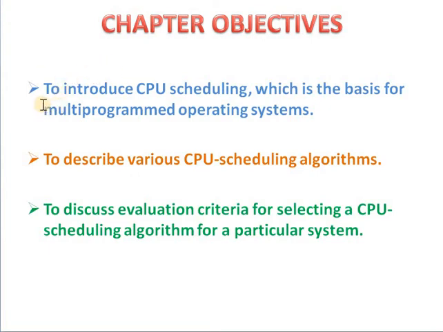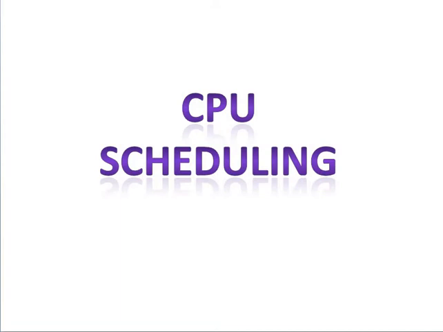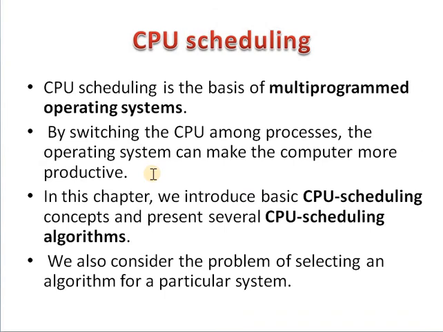The first objective is to introduce CPU scheduling, which is the basis for multi-programmed operating systems. Next, to describe various CPU scheduling algorithms. Next, to discuss evaluation criteria for selecting a CPU scheduling algorithm for a particular system. First, we will see what exactly CPU scheduling is. In this point, we will see the basic introduction to the CPU scheduling.